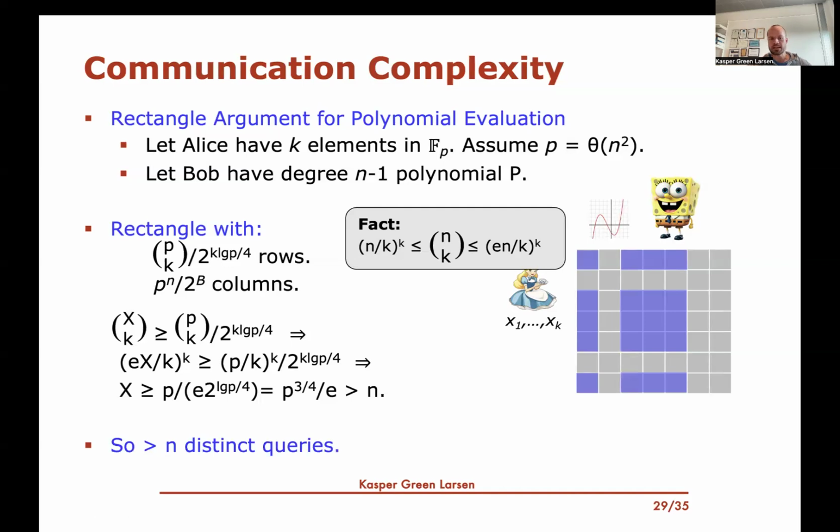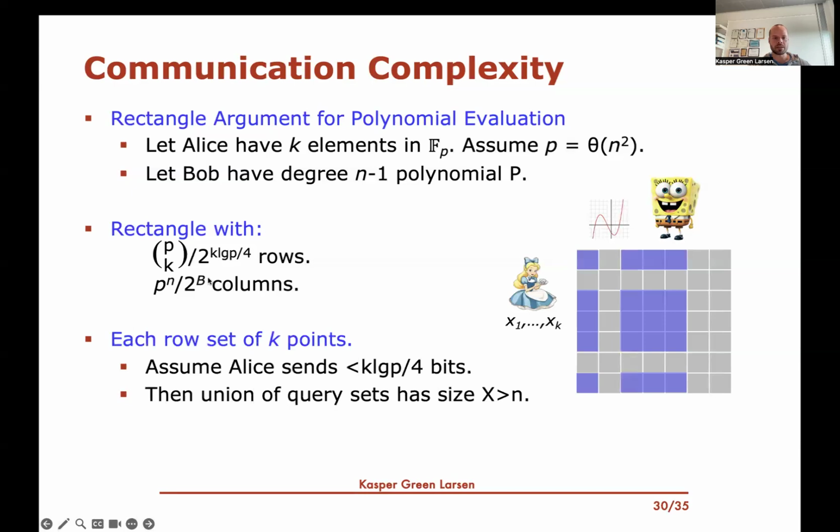So since Alice can answer more than n queries, we had this really nice property before of polynomials that any two distinct polynomials can share at most n minus 1 points, which means that there can only be one column left, right? There's only one polynomial left in this rectangle. So this 2 to the b here has to be at least n log p.